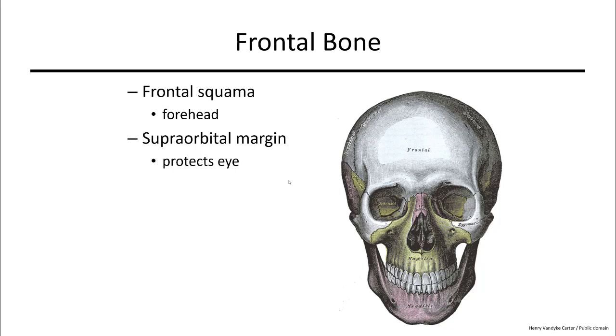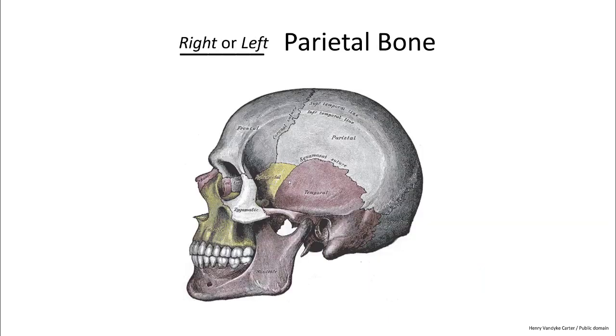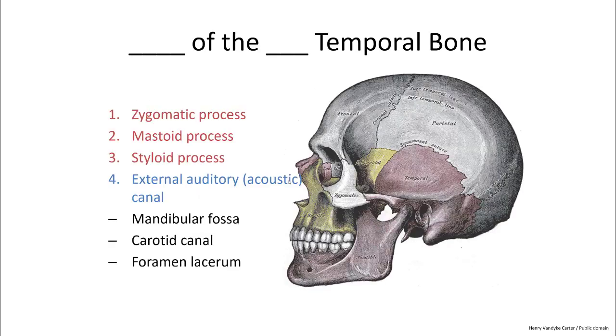The frontal bone is really what makes up our forehead. The two features there are the frontal squama, which is pretty much your forehead, and the supraorbital margin, which is the ridge line near your eyebrows. Our parietal bone, there are no features that you need to know. You just need to know right or left parietal bone because there are two. We can see the left in this image. The temporal bone, however, has a number of features. I have the 4 listed that I will test you on. The 3 additional features are important to know that we will not be covering in this lecture.